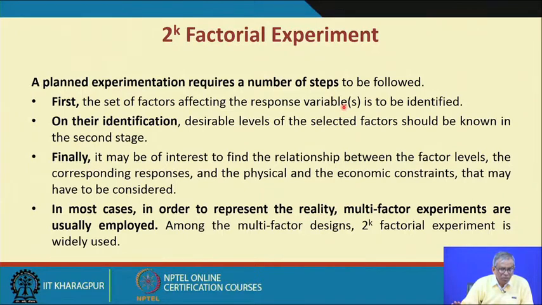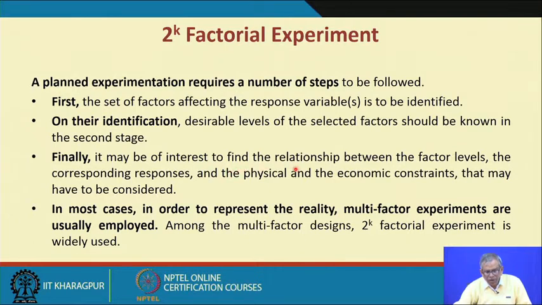The next step is, on their identification, desirable levels of the selected factors should be known in the second stage. That means now you consider each factor identified and you specify their possible levels. Now these levels can be defined subjectively or objectively. And in order to simplify the experimentation at the initial stage, it is better that you start with a smaller number of levels. So 2 is the minimum number of levels in most experiments. So you start with 2 levels for each factor.